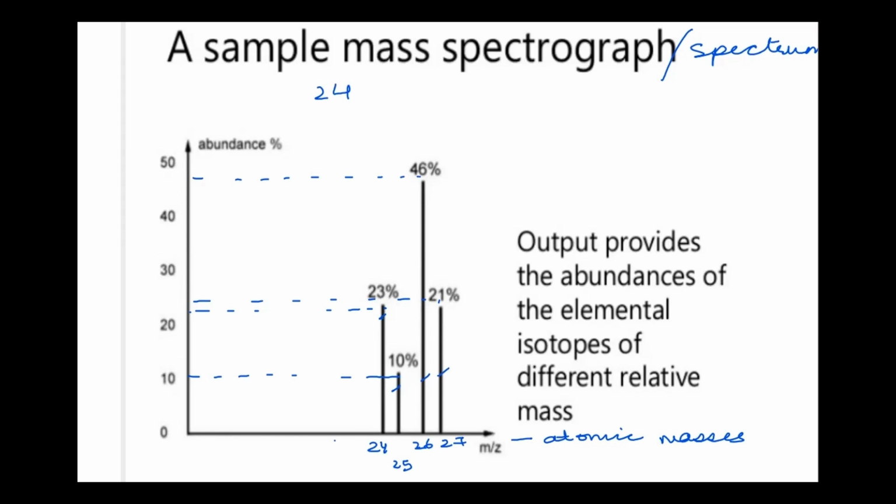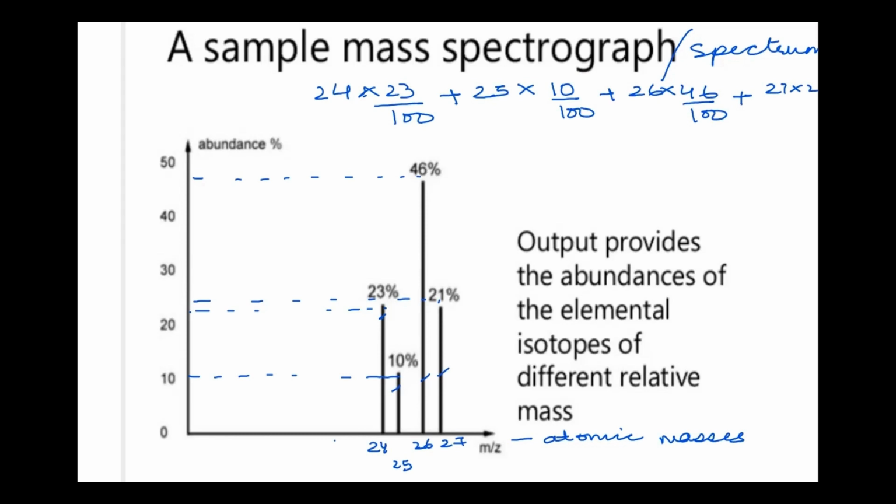So we'll write down 24. How many times? What is its percentage abundance? It's 23%, right? And then we have the other isotope, which is 25, and its percentage abundance is just 10%. And then comes the next one, which is 26. Its atomic mass is 26, and its percentage abundance is 46%. Similarly, we have the fourth isotope, which is 27, and its percentage abundance is 21%, right?